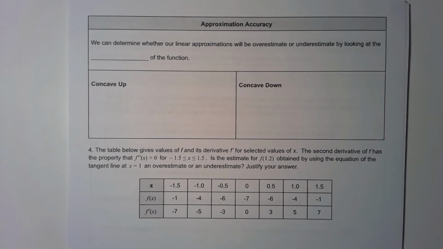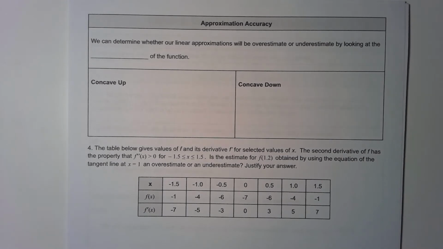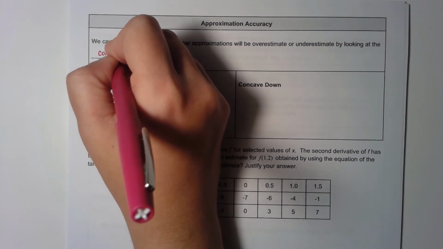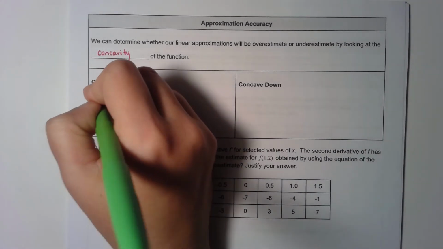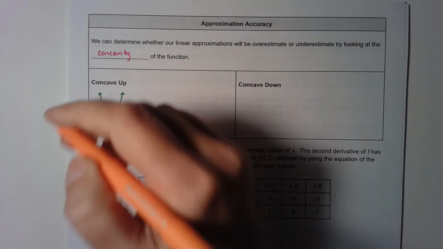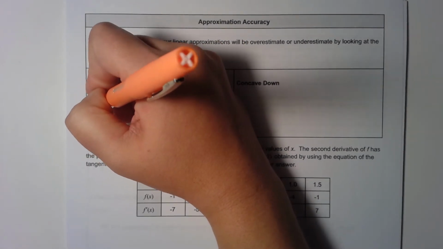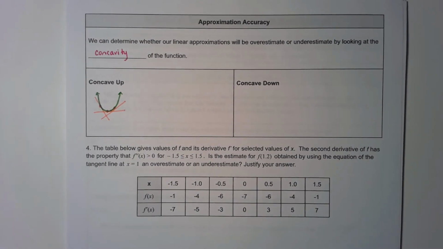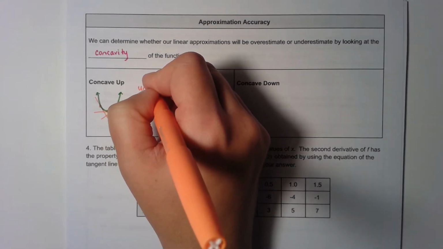Okay, how do we use this to figure out if our tangent line gives us an estimate that's too big or an estimate that's too small? We can determine whether our linear approximations will be over or underestimates by looking at the concavity of the function. If you imagine a function that is concave up, anywhere that you draw the tangent line, no matter which point the function is connecting to the tangent line at, it doesn't matter. The tangent lines will always be below the function. So all of our estimates here will be underestimates.